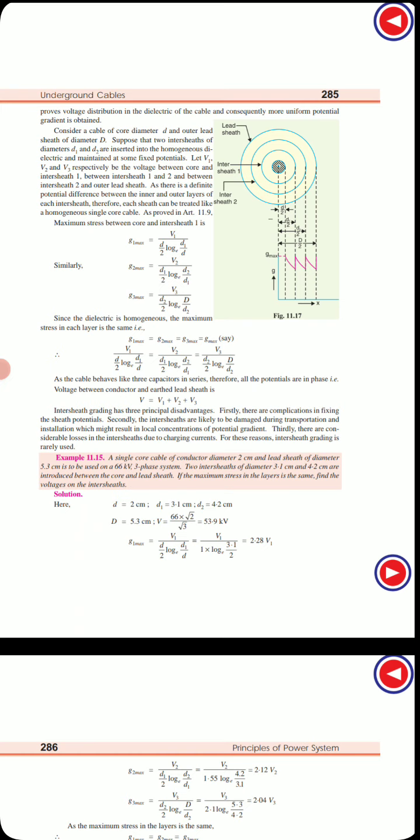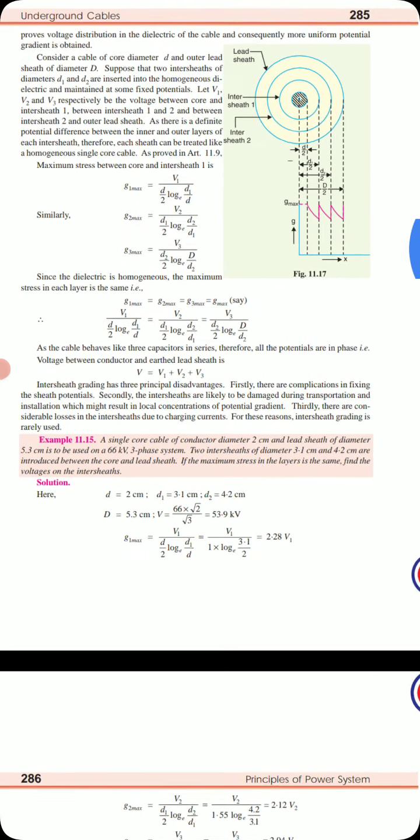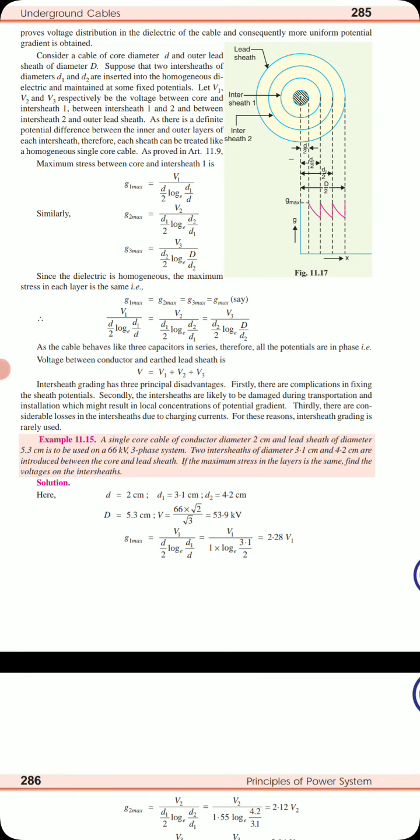Intersheath grading has three principal disadvantages. Firstly, there is complication in fixing these potentials. Secondly, intersheaths are likely to be damaged during transportation and installation. It may result in local concentration of potential gradient. And thirdly, there is considerable loss in the intersheath due to the charging current. For these reasons, intersheath grading is rarely used.